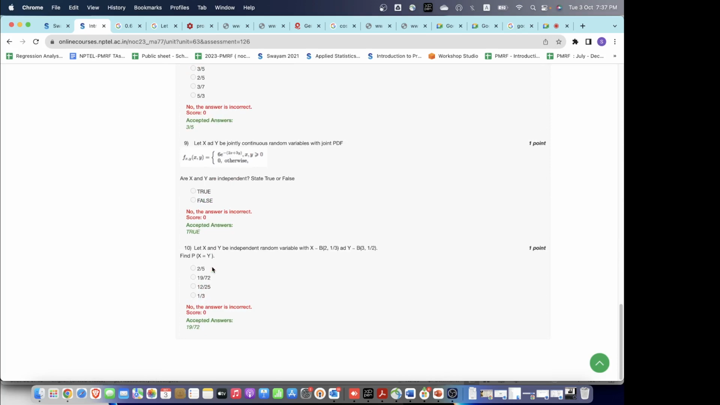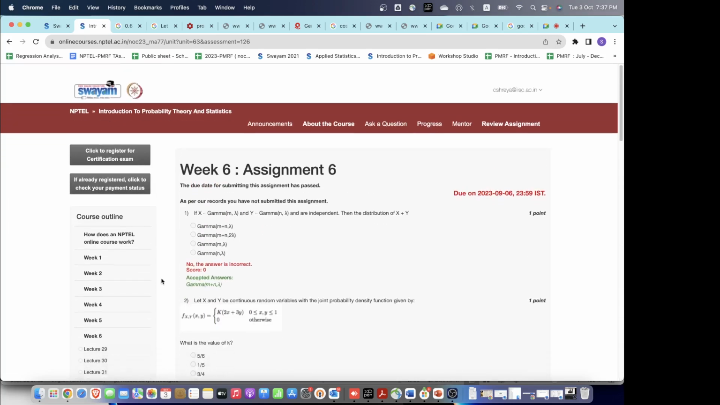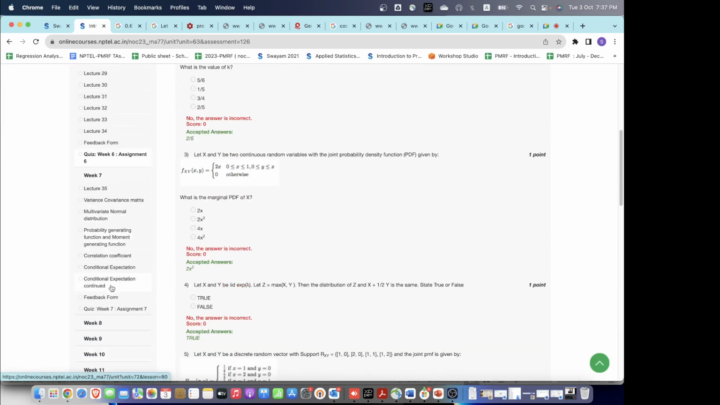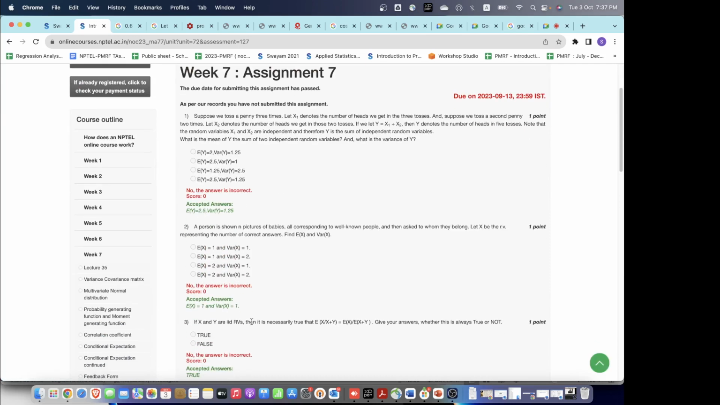I can't seem to find this, but there was this problem here. I distinctly remember, I think in week 7 or 8 somebody had problems with this. One second. Yes, this one, week 7 assignment 7.